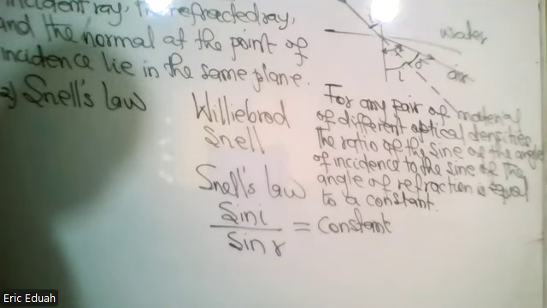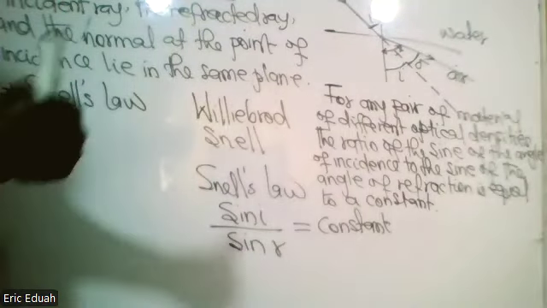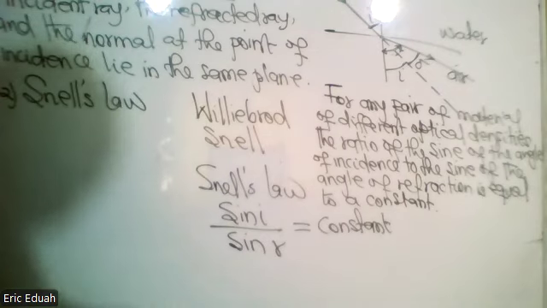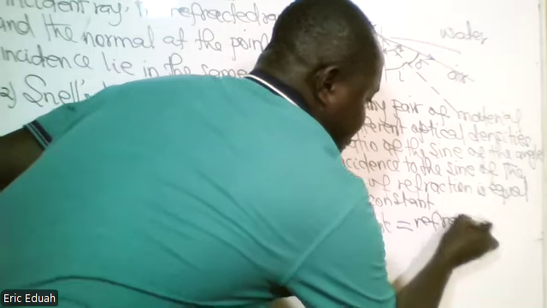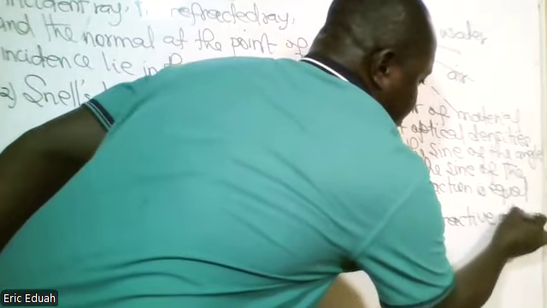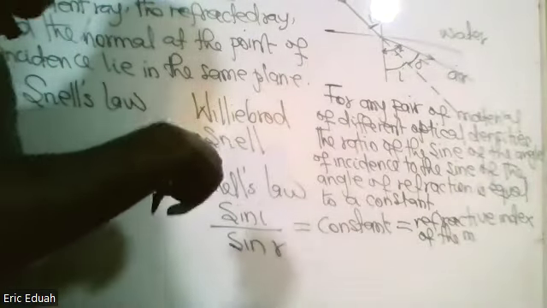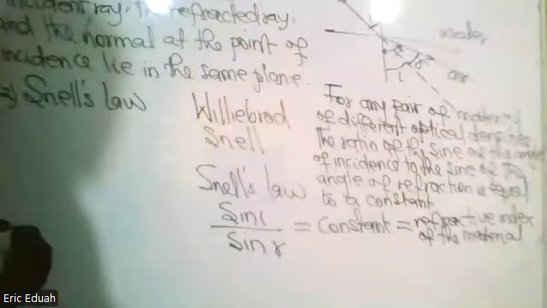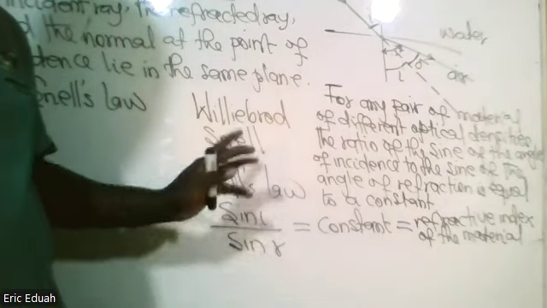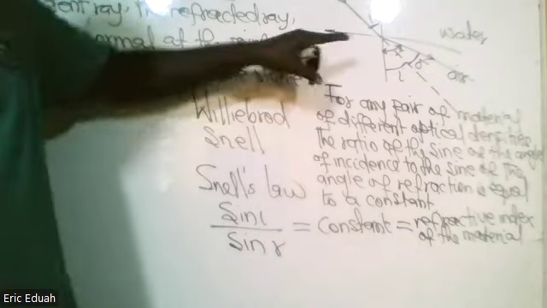Okay. And this constant K, or constant can be represented by any letter, but you need to define. What we term is equal to the refractive index of the material. By which material? Of the denser material or medium. The refractive index of the denser material. Okay, we will go through refractive indices and you understand why we relate this, okay?